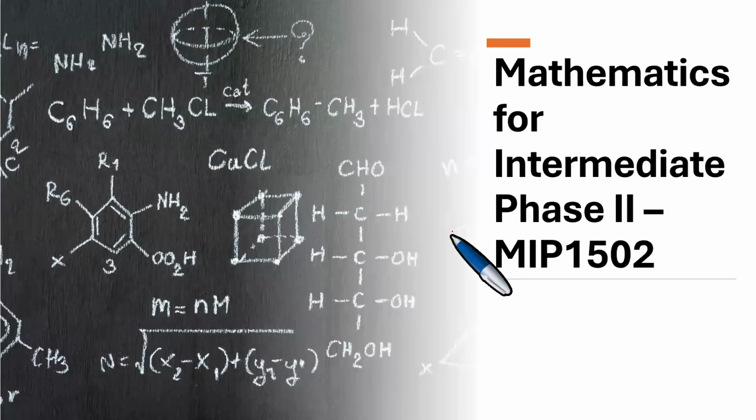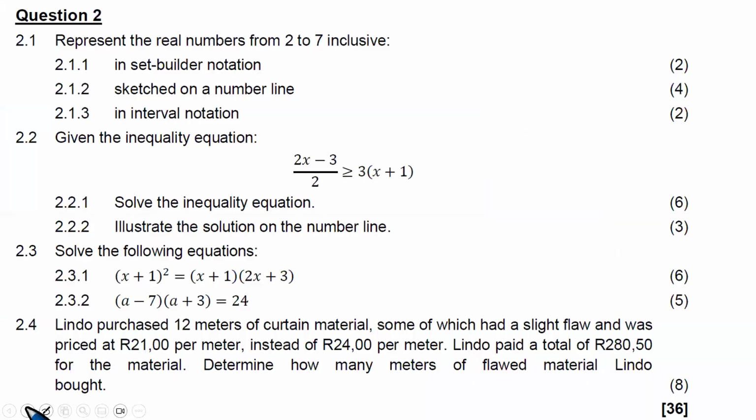In this lesson, we shall look at Mathematics for Intermediate Phase 2, called MIP 1502. We shall spend time on a lot of questions, some of which pertain to aspects of numbers, factorization, geometrical shapes, square roots, distances, and so on. There are tons of questions we shall do today, and we proceed to solve them step by step.